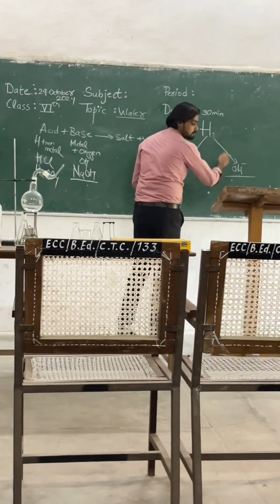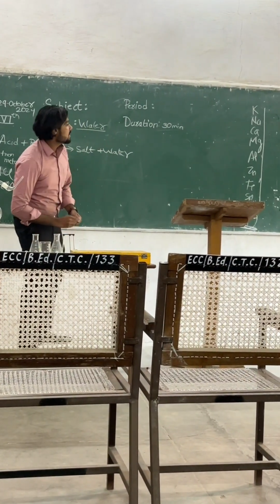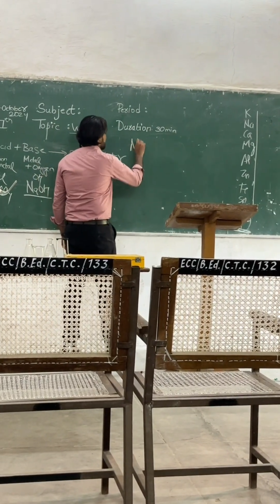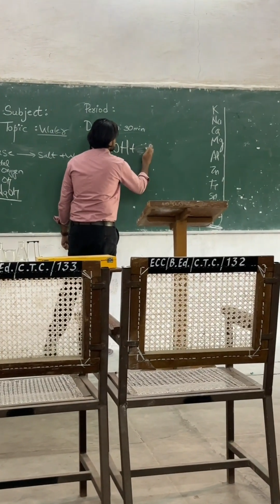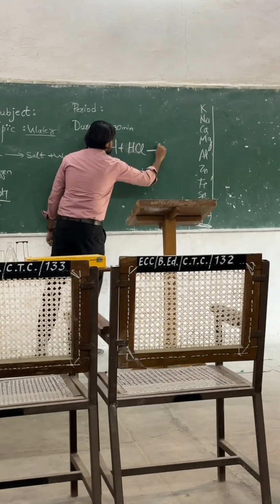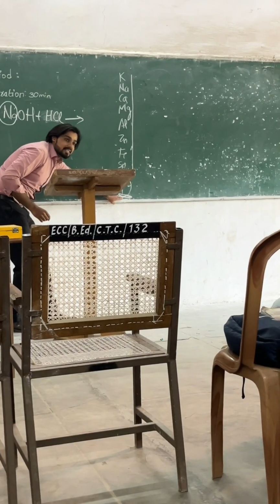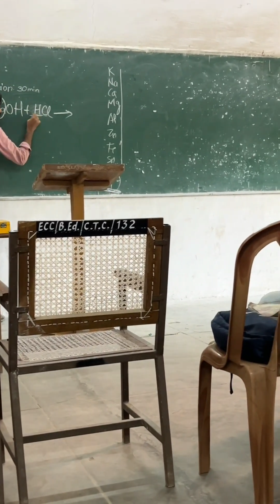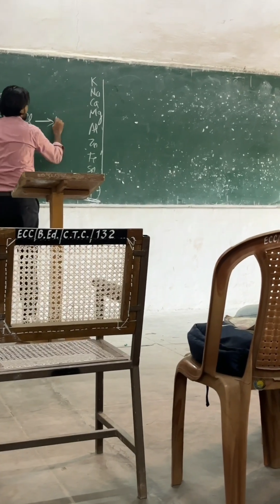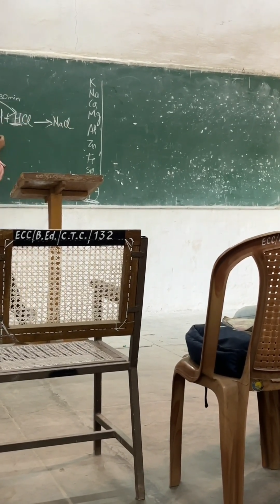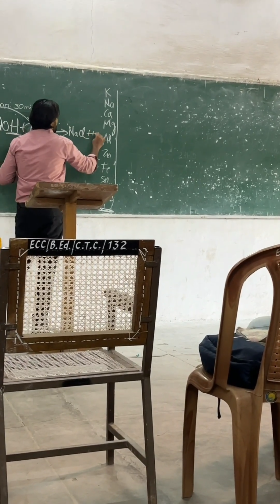Example, I am going to write NaOH plus HCl. Since sodium is senior to hydrogen in the reactivity series, it is going to displace hydrogen from its position, resulting in the formation of NaCl, and H and OH combine to give you water.